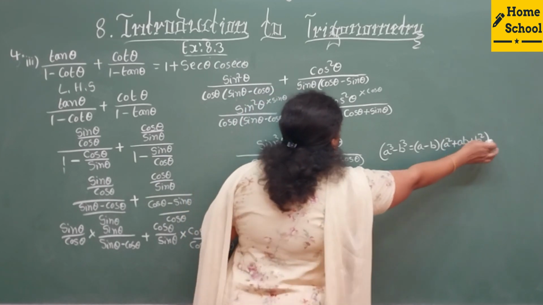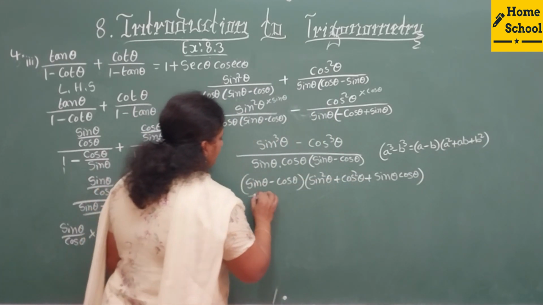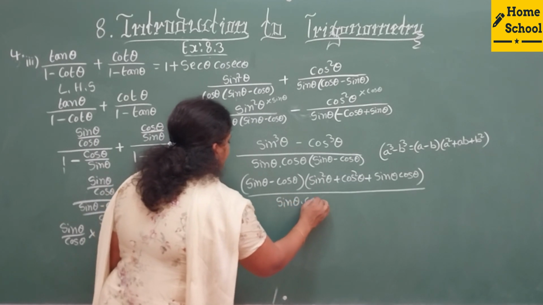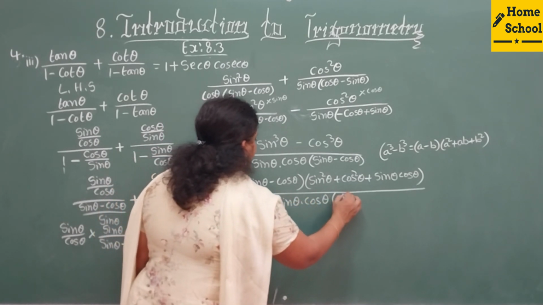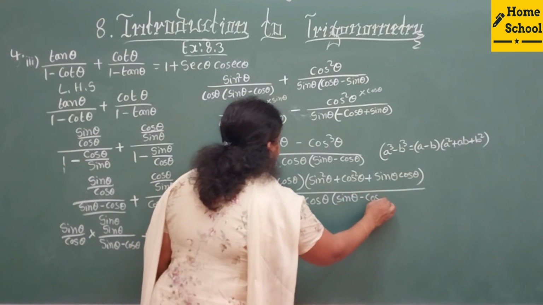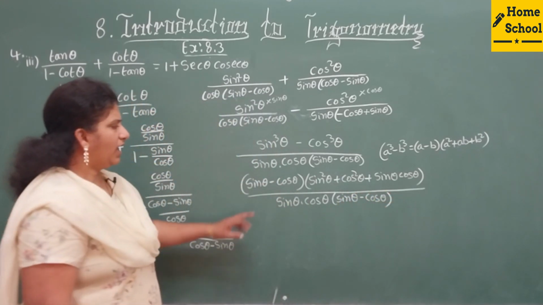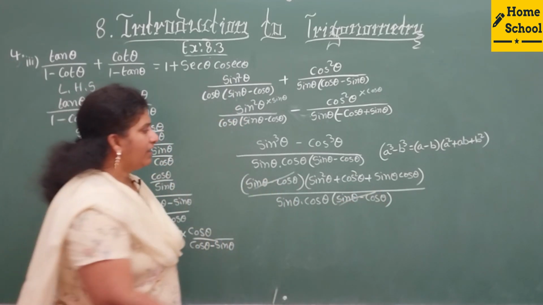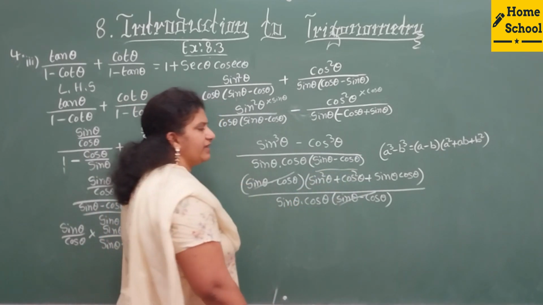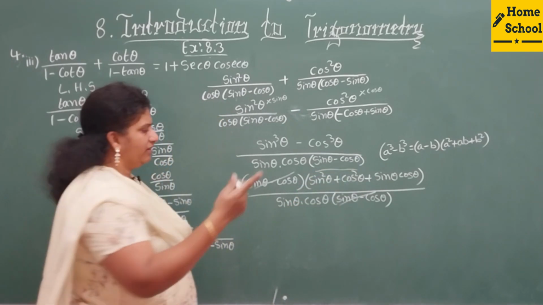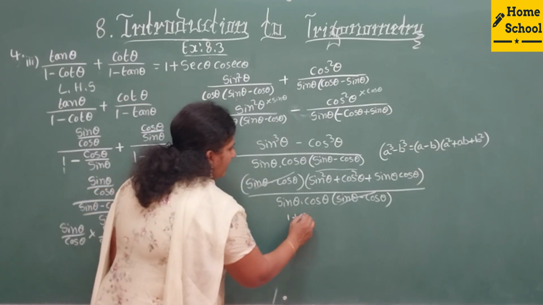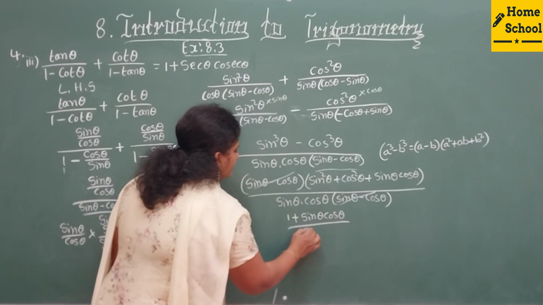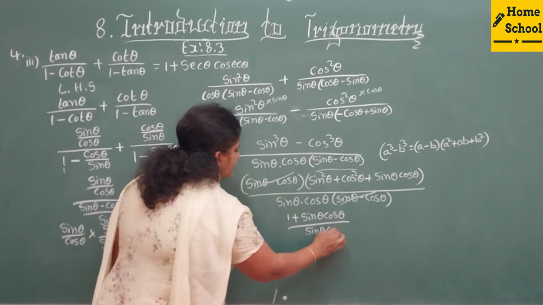So I have written AB here children, no problem, nothing will happen. By sin theta into cos theta into sin theta minus cos theta. Okay. Now sin theta minus cos theta, sin theta minus cos theta cancel. And sin square theta plus cos square theta by identity, what do you know? 1. So write that one. 1 plus sin theta cos theta by sin theta cos theta.